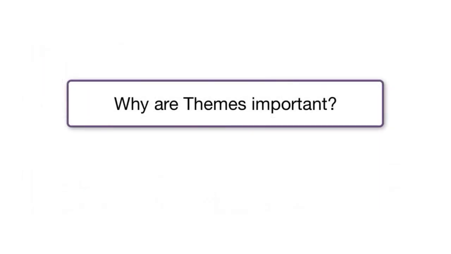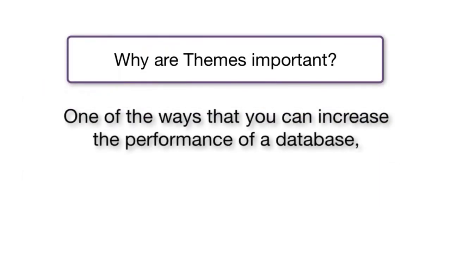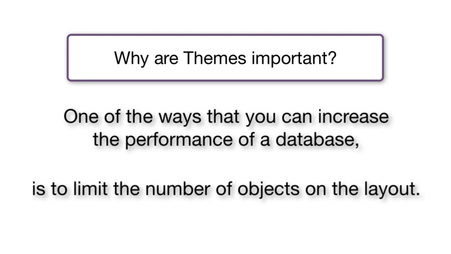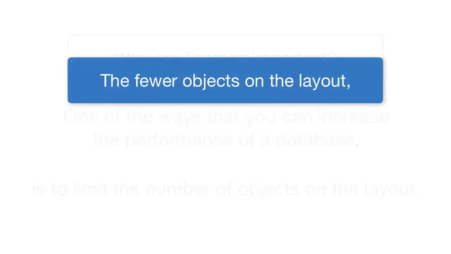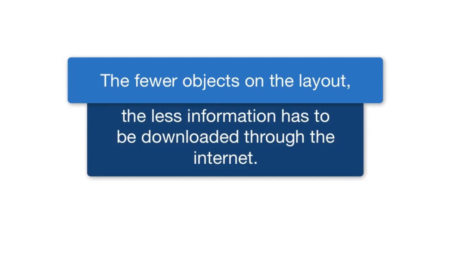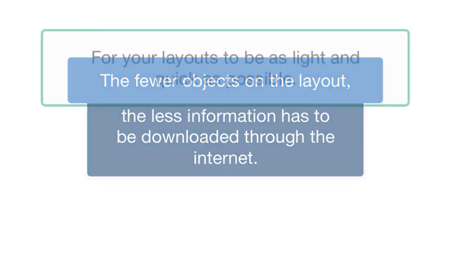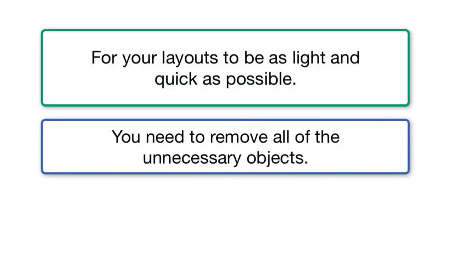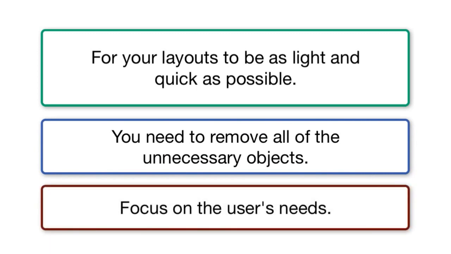So why are these themes even important? Well, one of the critical areas that you can use to increase the performance of a FileMaker solution is to limit the number of objects that are actually on the layout. The fewer objects that are on the layout, the less information has to be pushed down through the internet from the server to the client. So in order for your layouts to be as light and as fast as possible, you need to remove unnecessary objects and keep your design focused as tightly on the user's needs as possible.